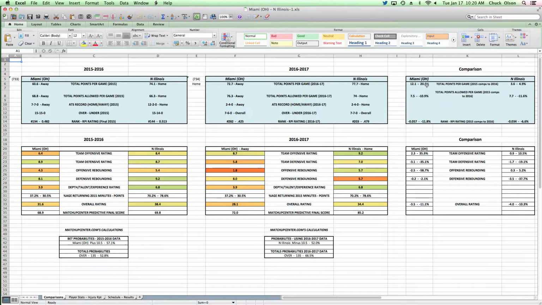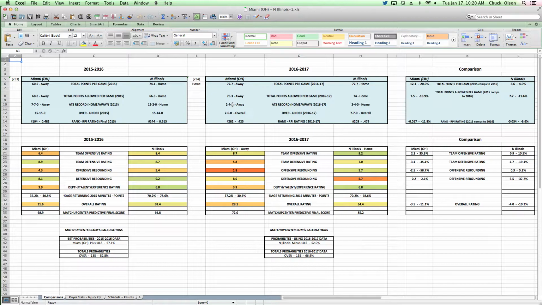We'll look over here and see that Miami, Ohio is scoring 12 points more a game. That's 20% more, and they're giving up 7.5% more a game, which is a negative 10%, negative 11%. Northern Illinois is scoring 3.6 points more per game, as well as giving up 7.7. You see the negative number here. So now we're seeing they're scoring more and they're giving up more points. That naturally would tell us, wow, we should really check out the over on this game.